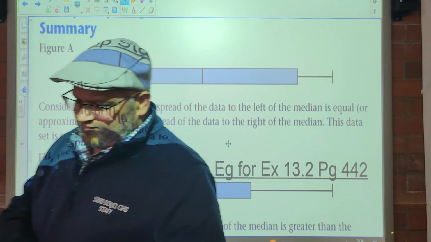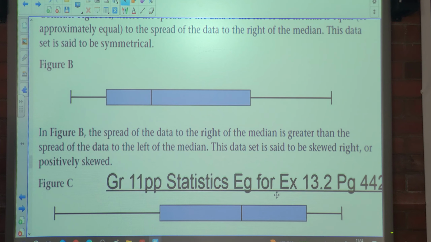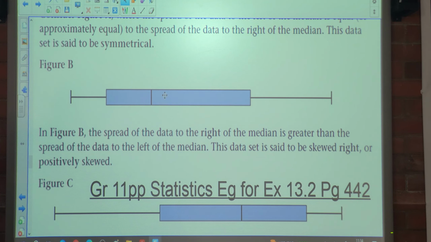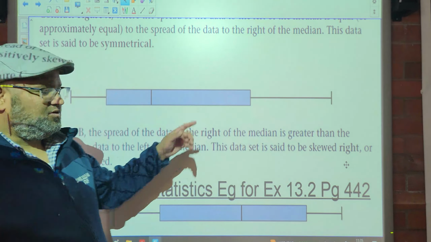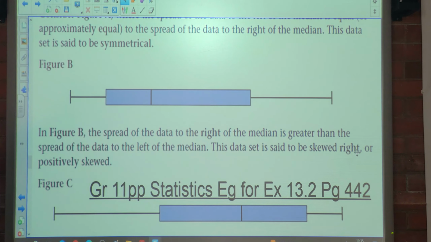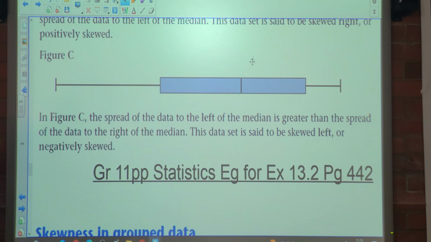In figure B, as you can see here, the spread of the data to the right of the median is greater. Can you see that it is greater, people? So we say this is skewed to the right, or positively skewed. And of course, as you can see, this data here to the left is larger. So this graph is negatively skewed, or skewed to the left.